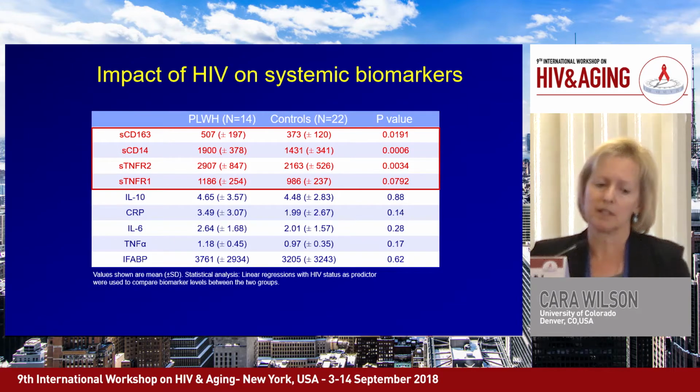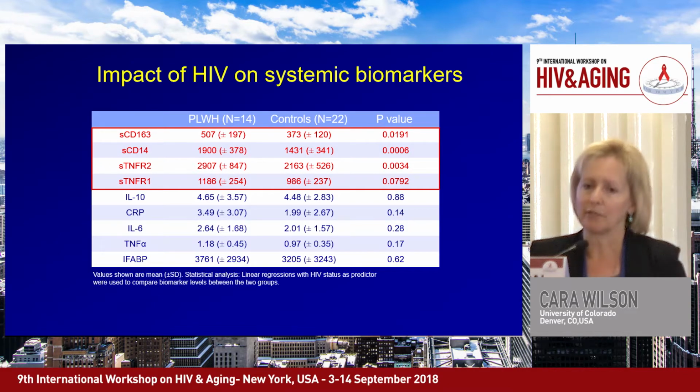We next looked at systemic biomarkers, and in this cohort, we did see HIV-related increases in soluble CD163, soluble CD14, those monocyte activation markers, and the soluble TNF receptors. We saw increases in other markers. IFAB was elevated, but didn't reach statistical significance.